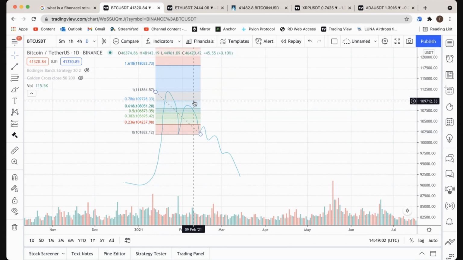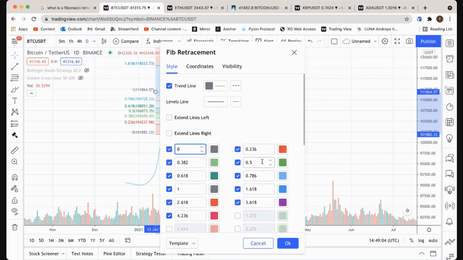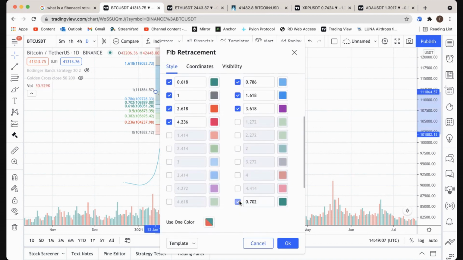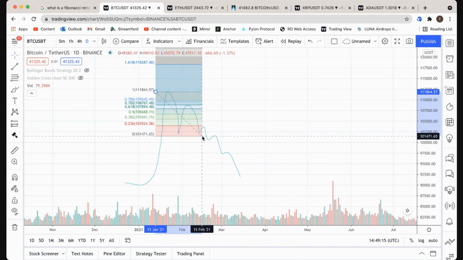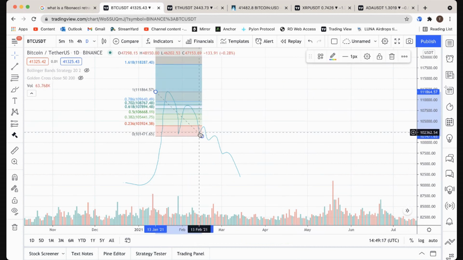In order to add it, all you've got to do is double click on the actual chart, head down to any of these, and you can just tick the box and type in here. Mine's already in, but you can type in the 0.702. Once you click OK, it will add it in there for you, right?